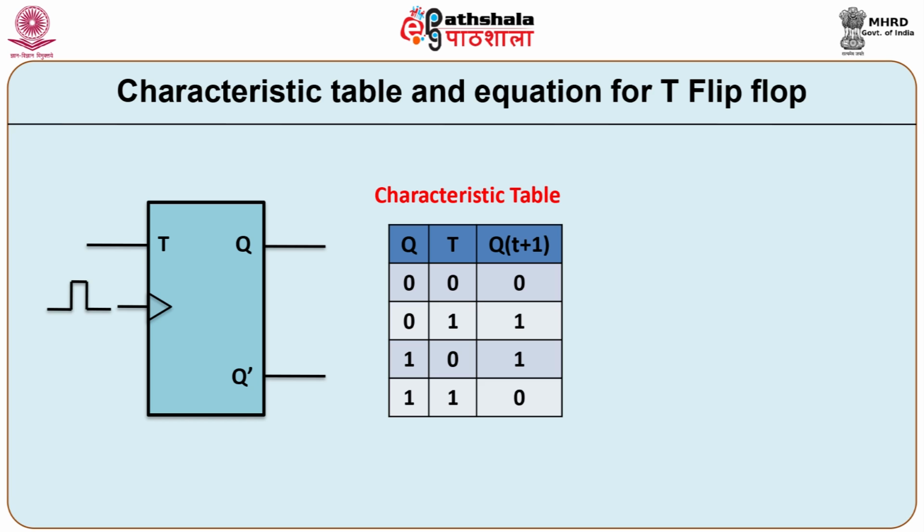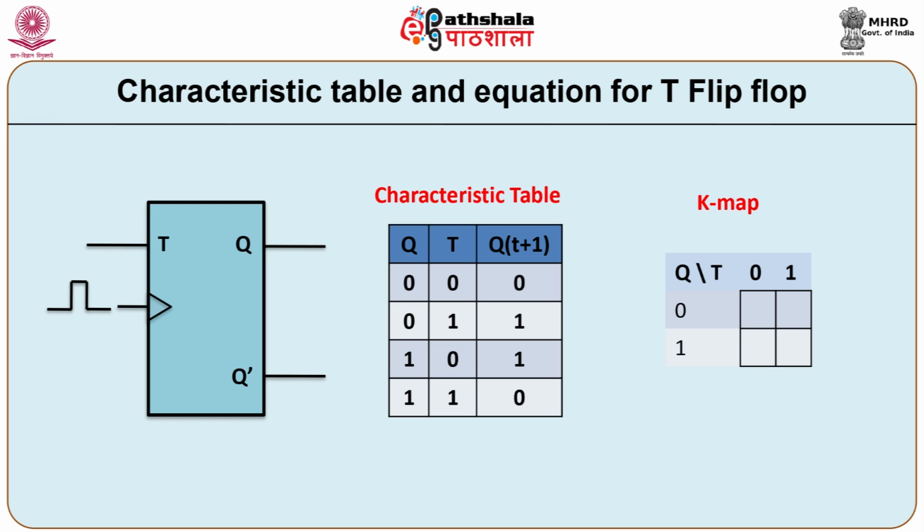The characteristics table for T flip flop is prepared by writing present state and T inputs in the initial columns and the next state in the last column. In the characteristics table, the next state of T flip flop is the same as the present state if T is equal to 0, and the next state is the complement when T is equal to 1. Let us map the characteristics table in a two variable K map.